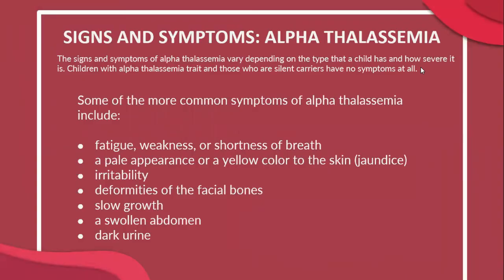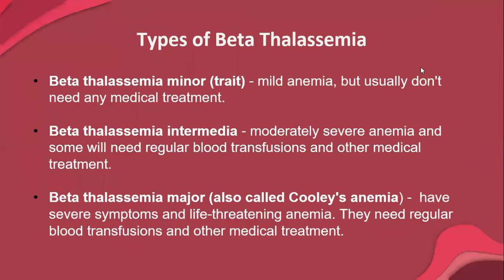Signs and symptoms are fatigue, weakness, shortness of breath, a pale appearance or jaundice, irritability, deformities of the facial bones, slow growth, a swollen abdomen, and dark urine. So for the types of beta-thalassemia, for beta-thalassemia minor or trait, there is mild anemia, but there is no need for any medical treatment.